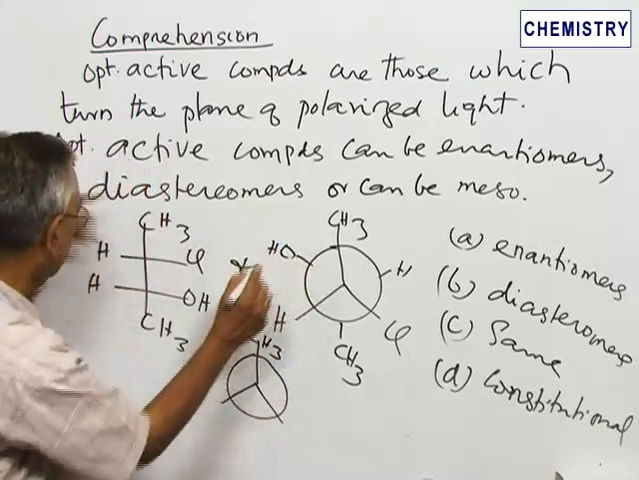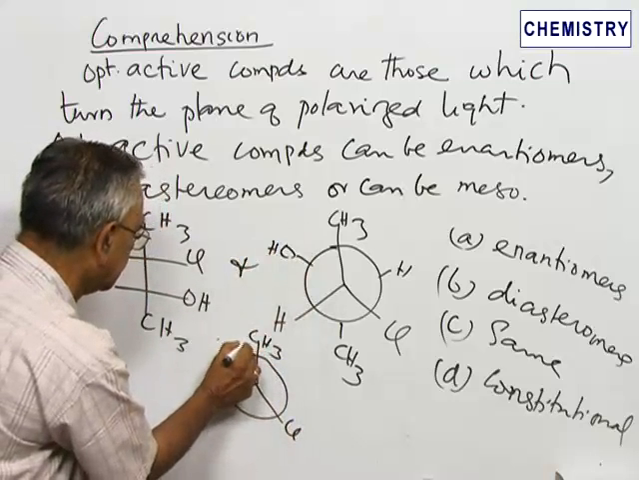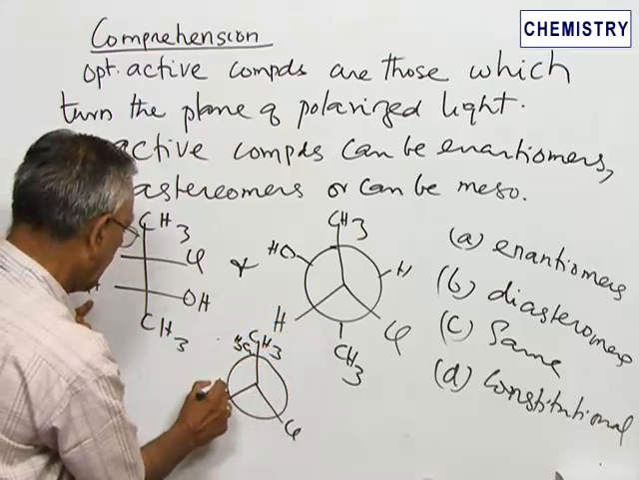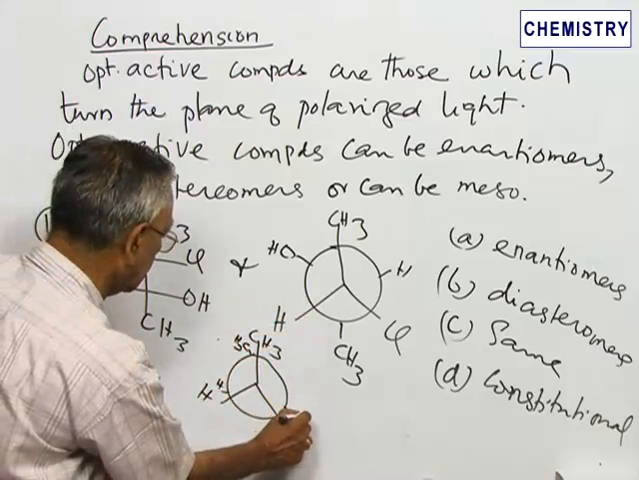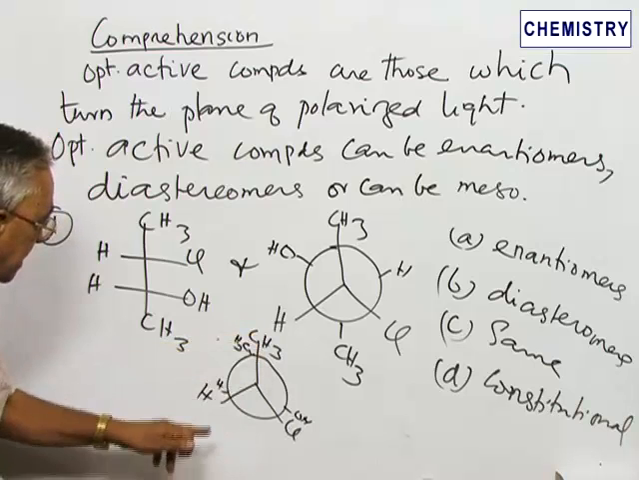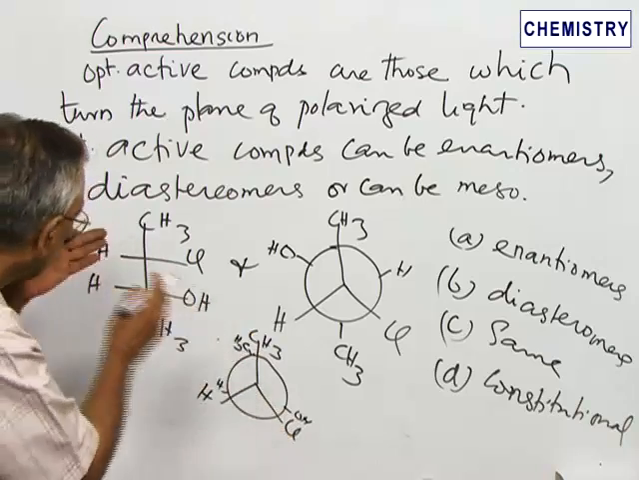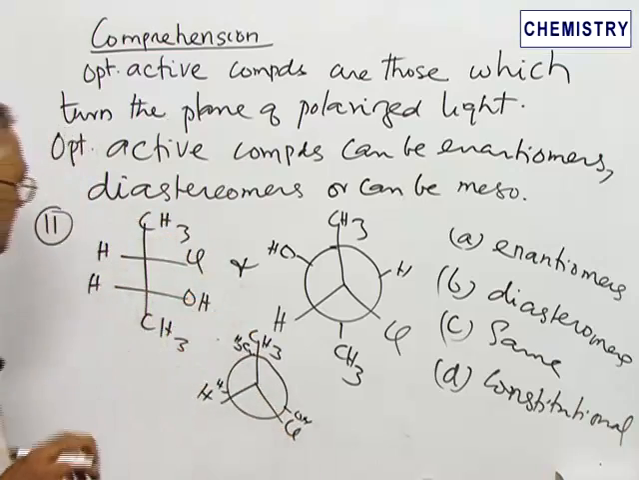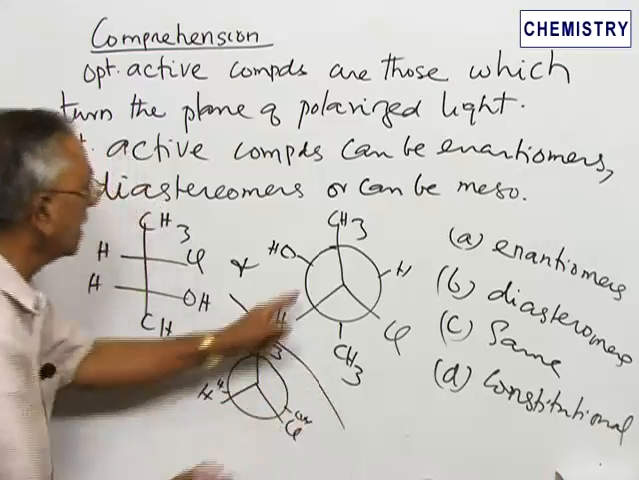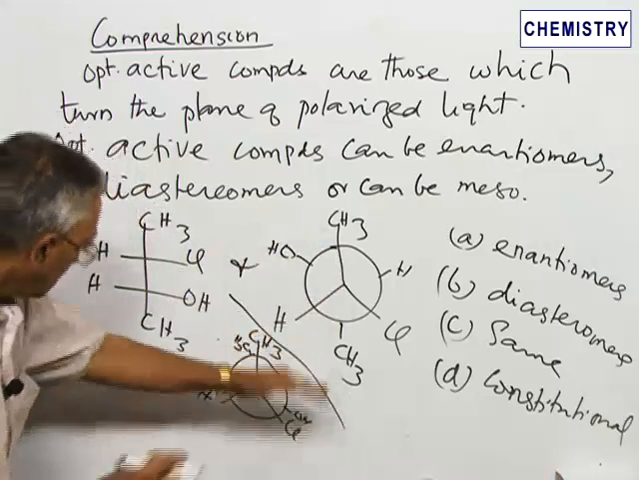Now first this CH3 is here, this H is here, this H is here. This CH3 corresponds to this, this H corresponds to this, and this OH corresponds to this. That is, this CH3 is being eclipsed by this CH3, this H is being eclipsed by this H, this OH is being eclipsed by this. We are viewing through the axis between the two bonds. As a result, this is completely what is known as an eclipsed form, whereas this is known as a staggered form.